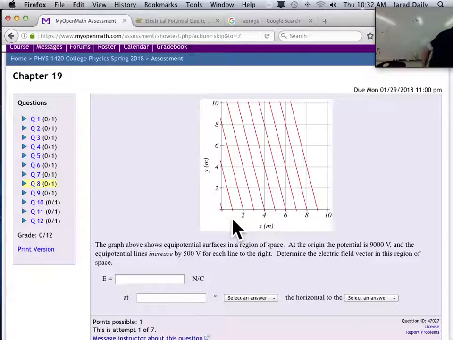Let me look at yours really quick. At the origin, the potential is 9,000 volts, and they decrease each line to the right, so it's going down by 1,000 volts each time. And they say that it's 90 degrees above the horizontal. So like this, to the right. What does that mean? Yeah, it does mean that. It definitely is angled in that direction.